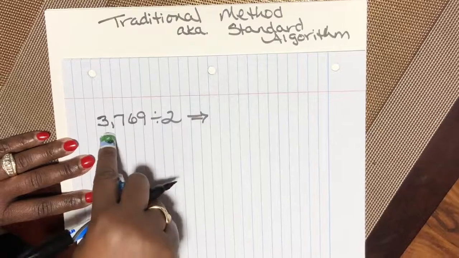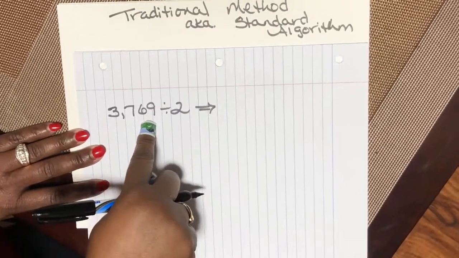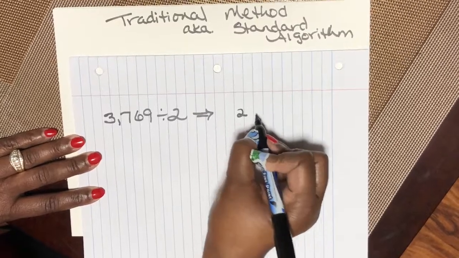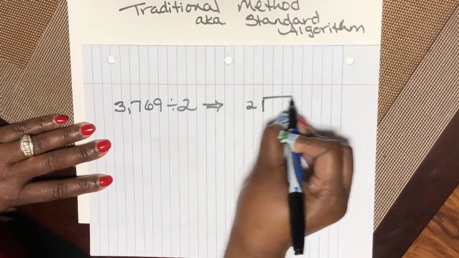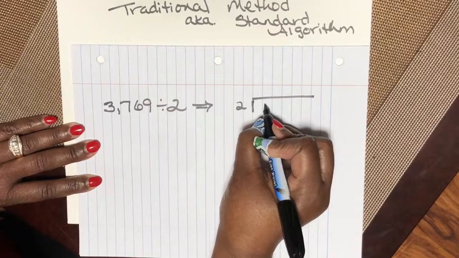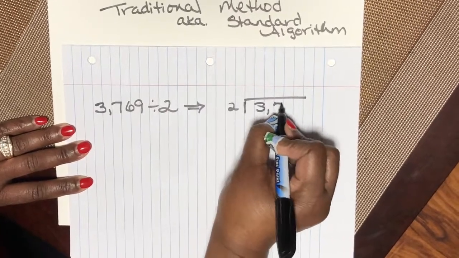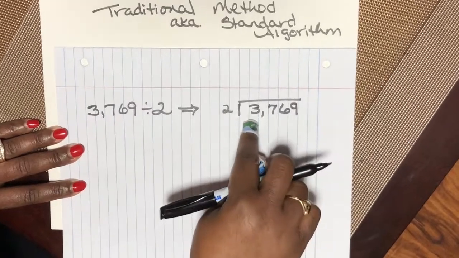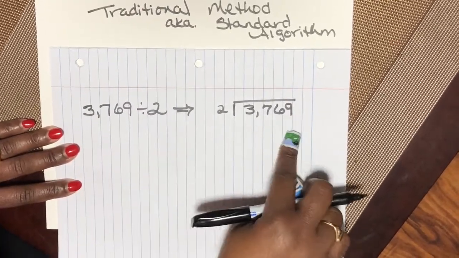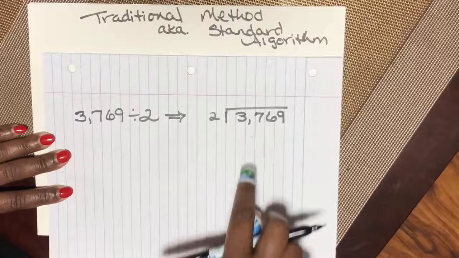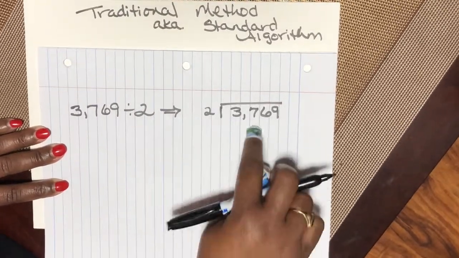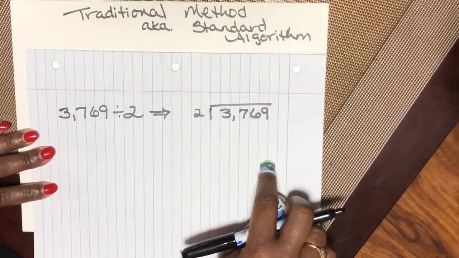We're going to take this equation, 3,769 divided by 2, and we're going to set it up. Our divisor is the number 2. Our dividend is 3,769. And I'm turning the paper this way to help those people who have a problem with organization so that they can write down those lines as columns.